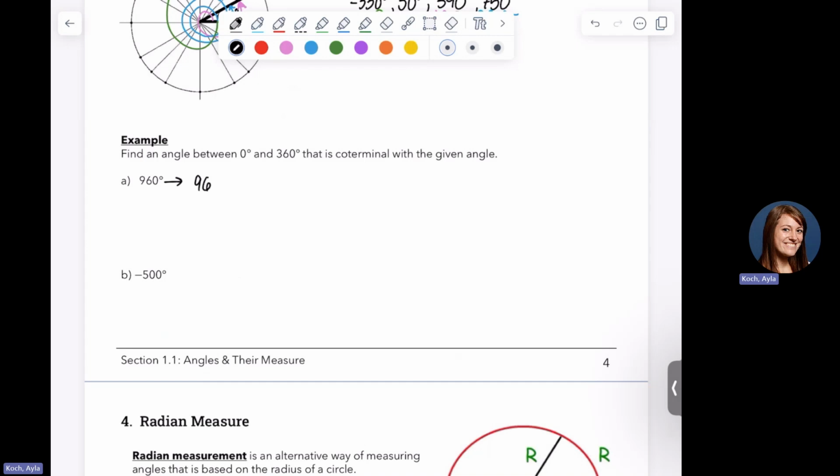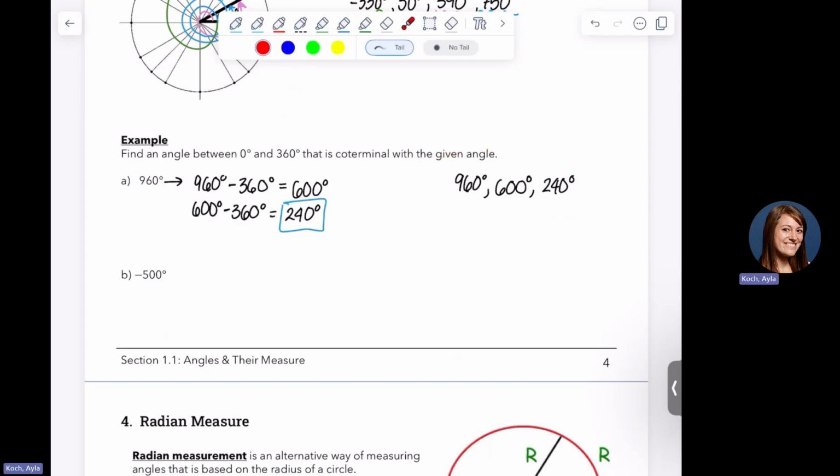So you would do 960 minus 360. That's 600 degrees. So we know that 960 and 600 degrees are coterminal angles, but that's not what we want because it's not between 0 and 360. So we take that 600-degree angle and subtract off 360, and that gives us 240 degrees, which is between 0 and 360. And that is our answer, 240. All three of these angles are coterminal: 960, 600, 240.